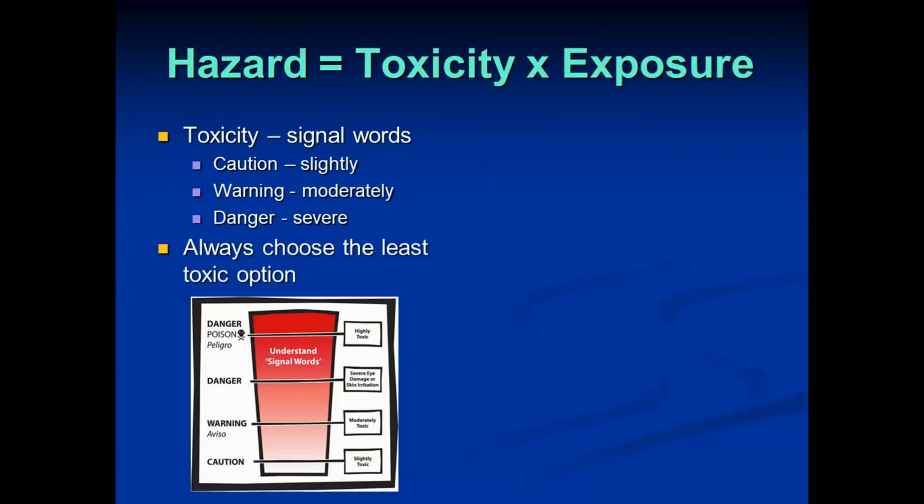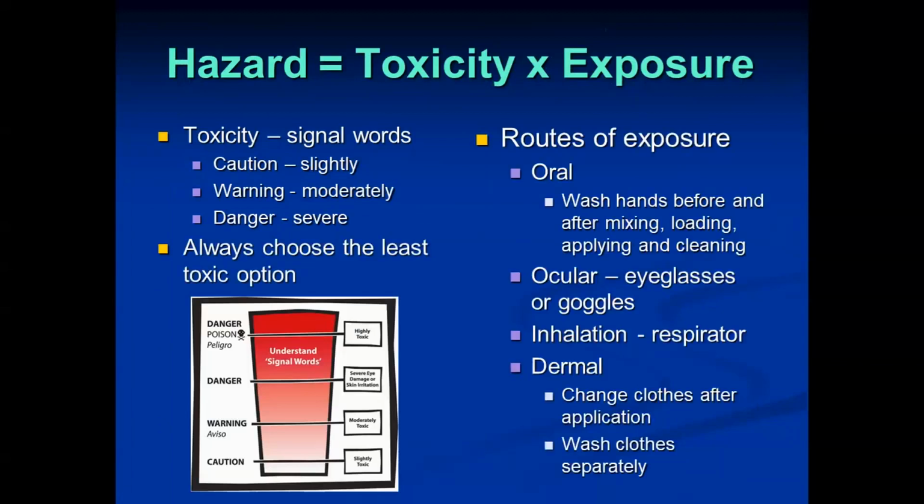This little image shows you that caution means slightly toxic, warning means moderately toxic, danger severe, and the top one, danger poison, means highly toxic. So that's why you want to be careful with washing your hands before and after mixing. Wear eyeglasses or goggles. If you need to, wear a respirator. We're all wearing masks right now, so we can wear one while we're spraying or applying the glyphosate. And for dermal or skin exposure, you want to change your clothes and wash those clothes separately.